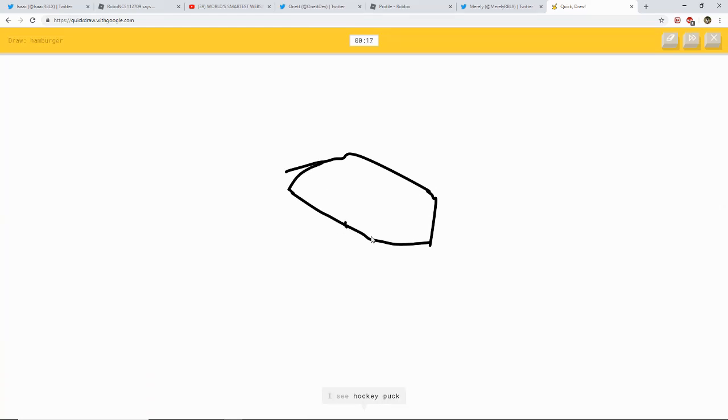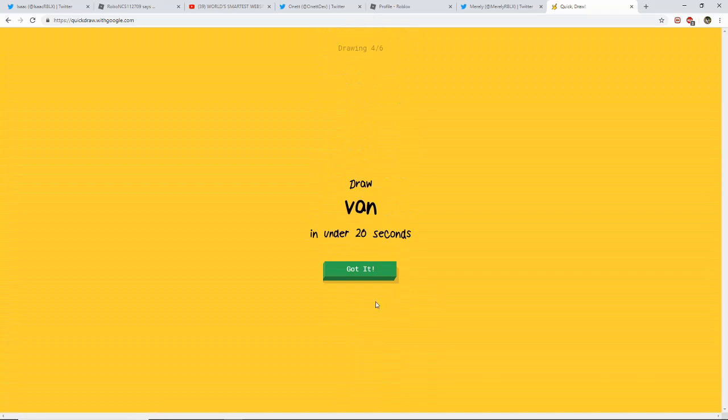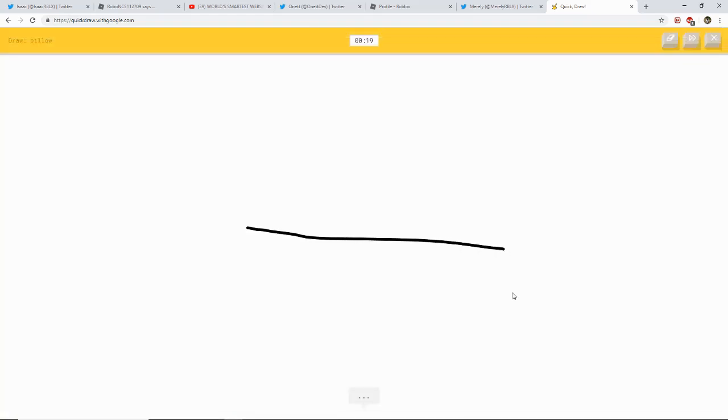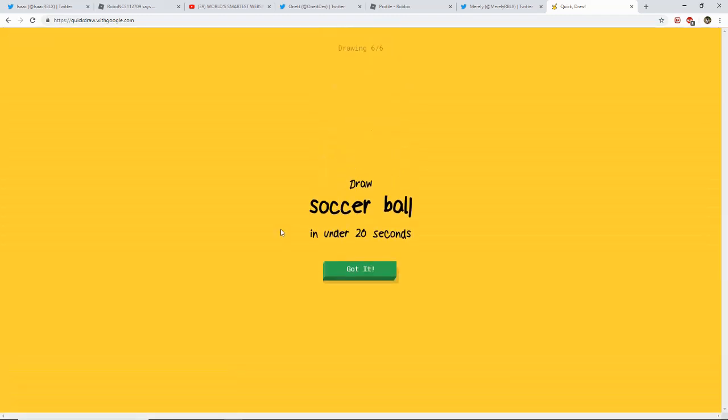Yes! I see hockey puck. Or pool. Oh, I know. It's hamburger. Yes. Okay. I see matches. Or diving board. I see truck. Or school bus. Oh, I know. It's van. I see diving board. Oh, I know. It's pillow. What? What the heck?